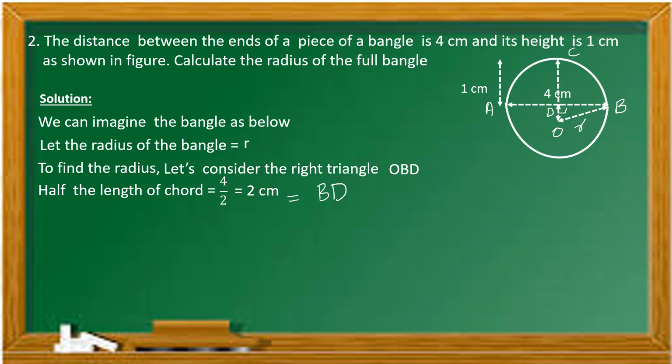We already know the radius, or we took the radius of the bangle as R, and we have got half the length of chord as 2 cm. Now, what formula will you use to find the radius? You can either use Pythagoras theorem, or you can use the formula we have seen now.